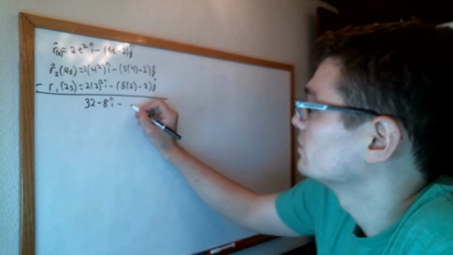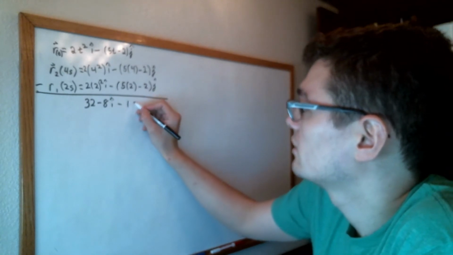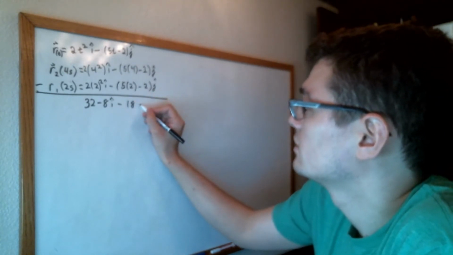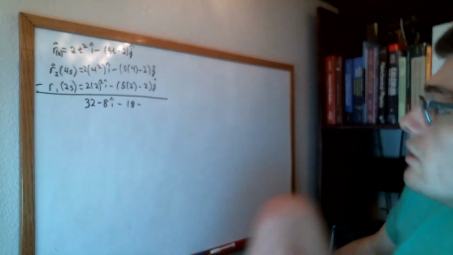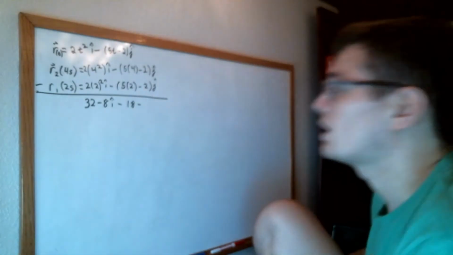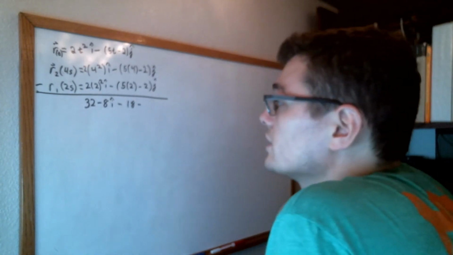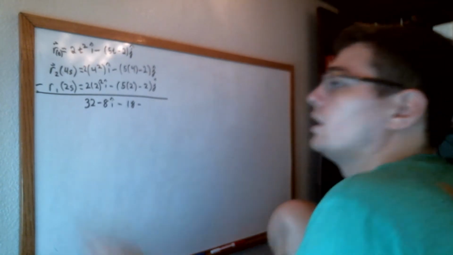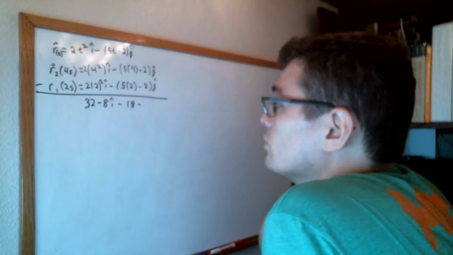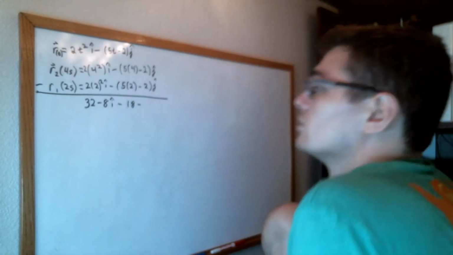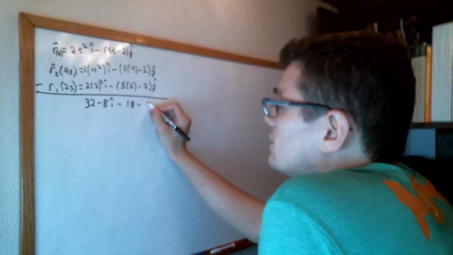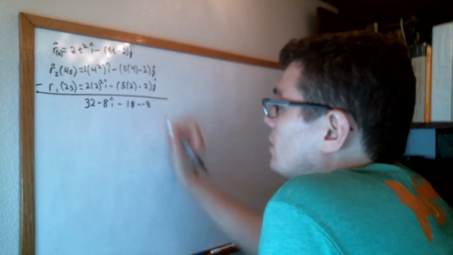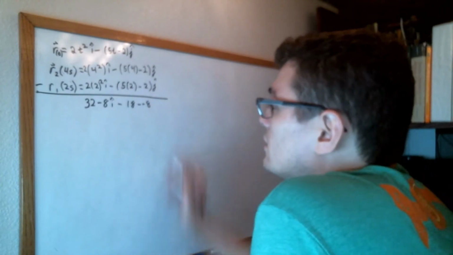So this is going to be 18 minus. And so we also have to pay attention here to our signs. A minus of a minus is just going to give us a plus. So now what we have to do is that's 10, that's 8. So this is going to be minus 8 j hat.